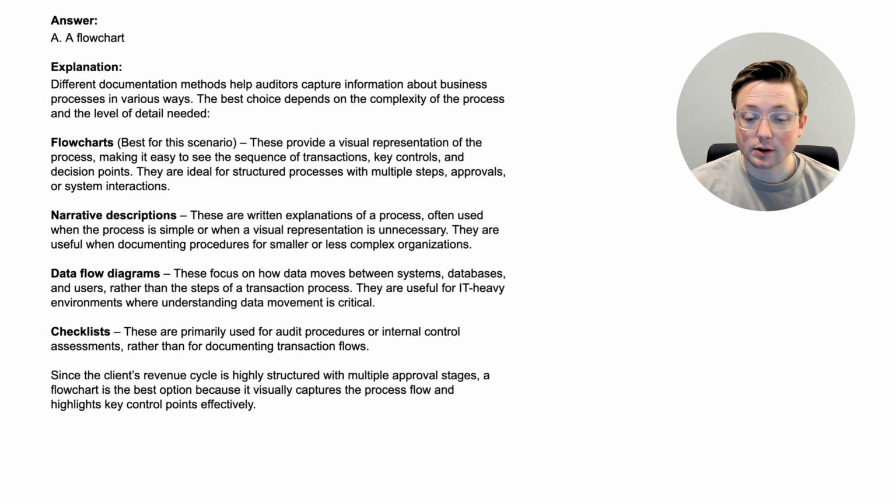Since the client's revenue cycle is highly structured with multiple approval stages, a flowchart is the best option because it visually captures the process flow and highlights key control points effectively. So again, in this case, the flowchart would be the most effective because it has a visual representation of all parts of the process and shows different key points. Again, it would be the easiest thing to use when it comes to this documentation. Now let's go to the next question.